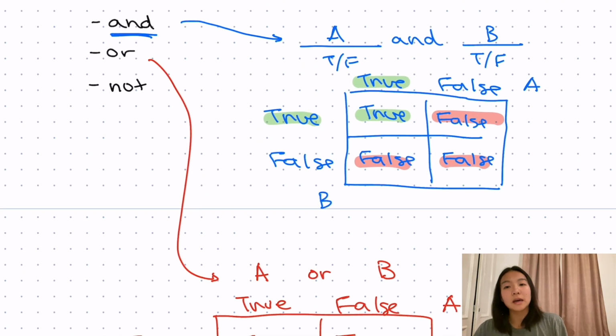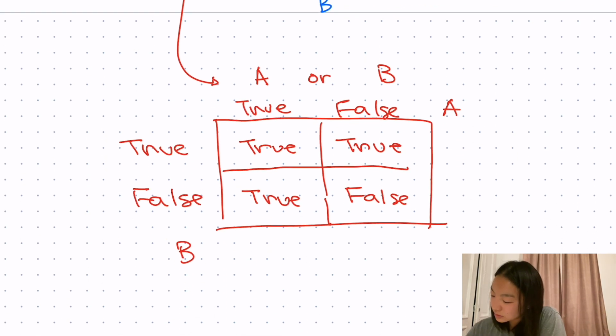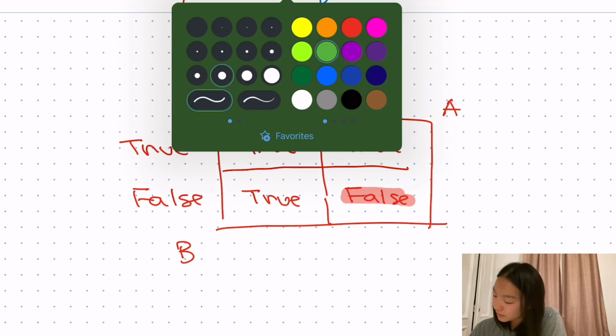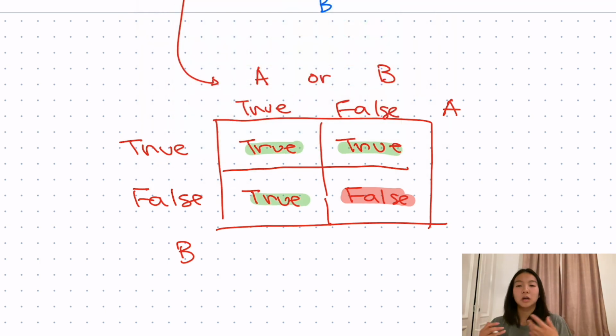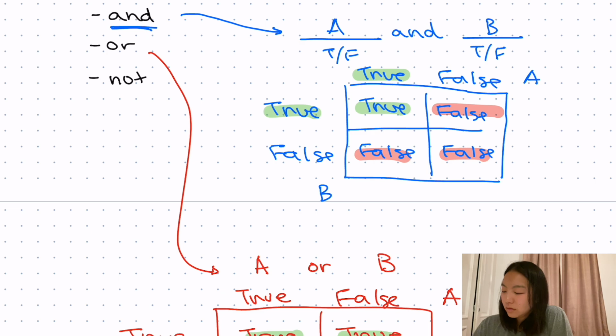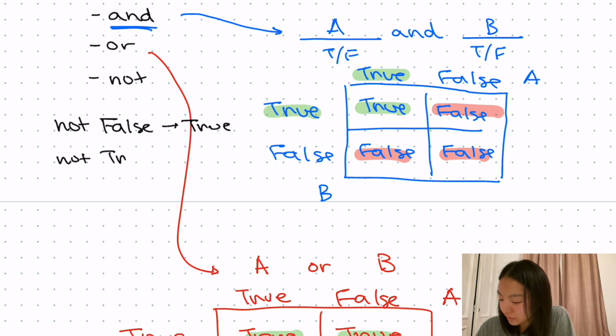And similarly, you can think of the and as asking, hey, is this true and is this true? Is A true and is B true? If both of them are true, then yeah, that's right, so that's true. Otherwise, they're all false. So here I'm going to say this is false over here, but the rest of these are true when there's at least one true. Okay? And then not is a little bit simpler. If something's not false, well, then it's true. And if something's not true, well, then it's false.